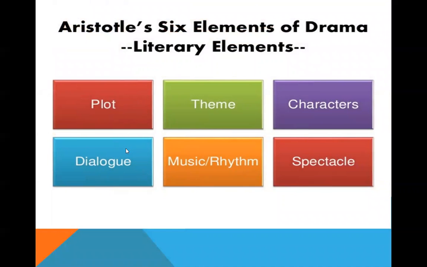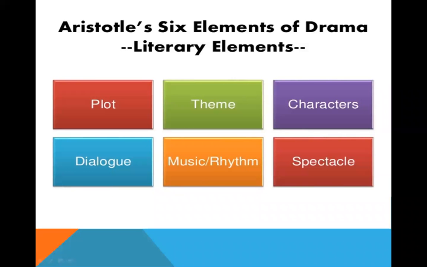See the picture that you have, okay? There was a great philosopher and politician, we can say a mobile walking university. His greatest work, and his greatest contribution to the world of literature, is Poetics. In the Poetics he has mentioned the elements of drama. So what are the elements of drama? That is plot, theme, characters, dialogues, musical rhythm and spectacle.